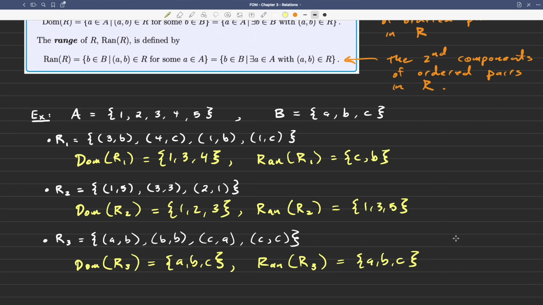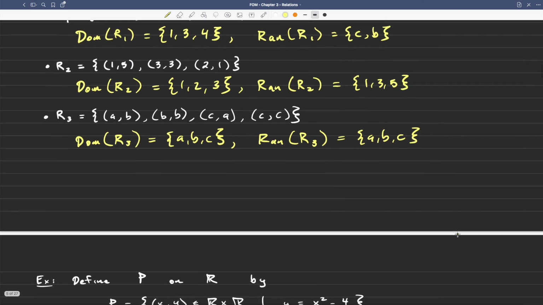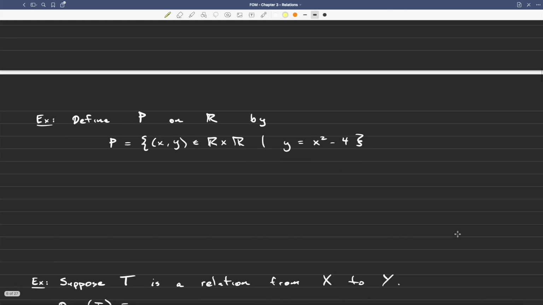All right, so easy peasy, right? Whenever your relation is defined in terms of some sort of equation or something along those lines, something a bit more mathy, and you can't just lay out all the ordered pairs and read off what the first and second components are, then it gets a little trickier. You have to think about things a little deeper. So let's look at this example here.